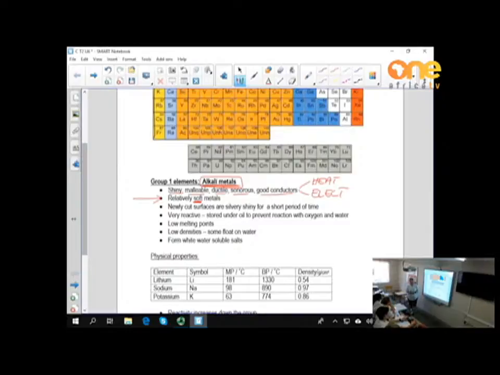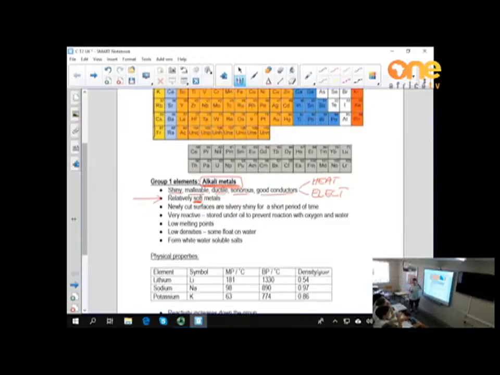These metals are actually quite reactive. If you have a piece of sodium, we store it in the laboratory underneath an oily liquid, something like paraffin or just any oily liquid. It's to prevent oxygen and water from making contact with the surface of the metal because it reacts very violently.